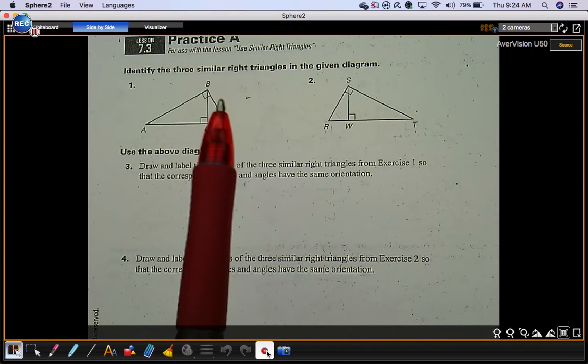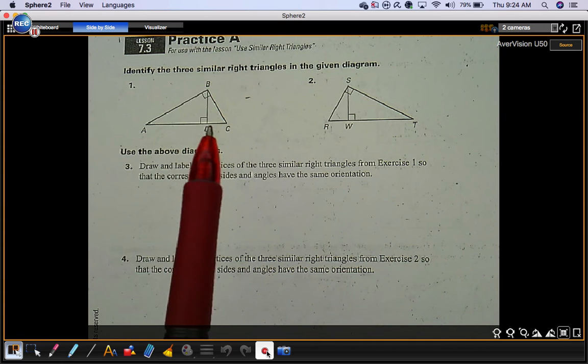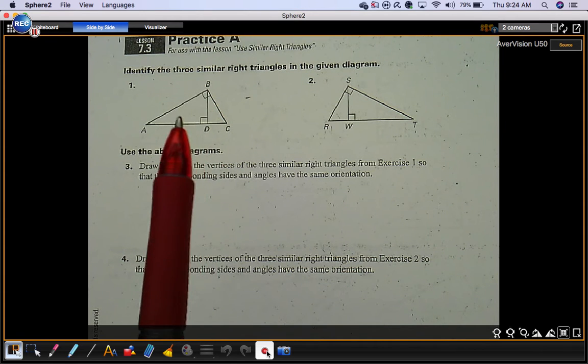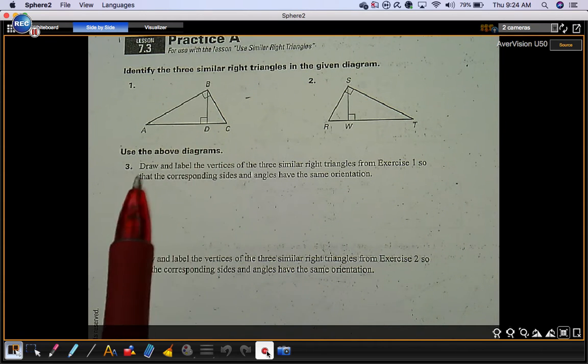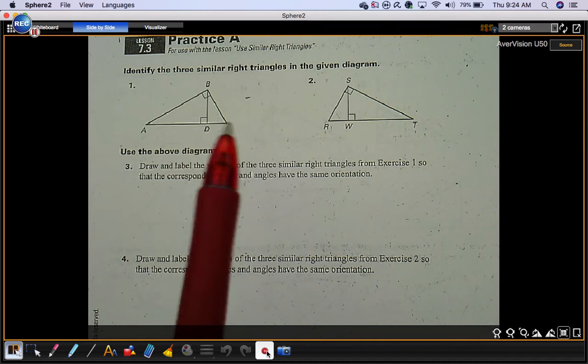So remember, we have a theorem that says if you have a right triangle and then there's an altitude to the hypotenuse of this right triangle, all three of these triangles are similar. Okay, now which three are similar? You need to write a similarity statement where the parts correspond.